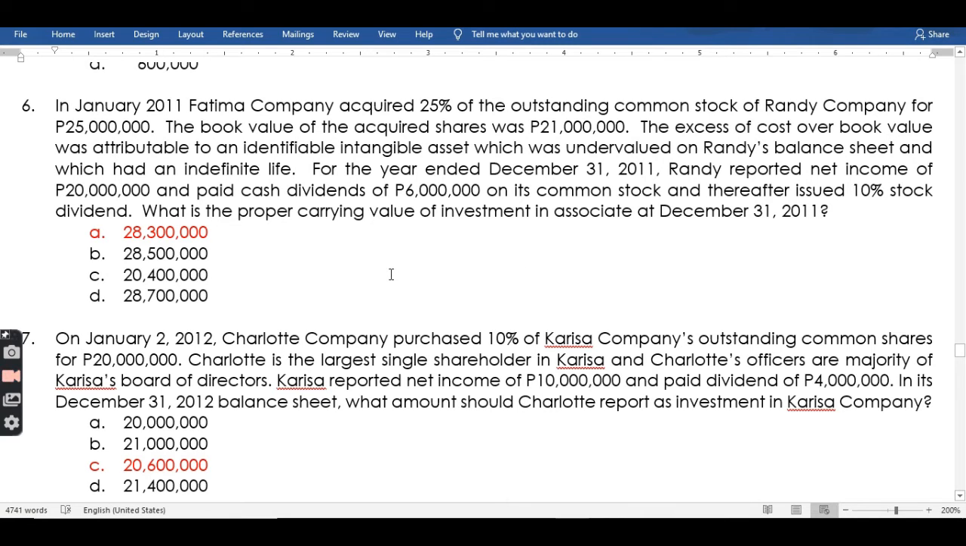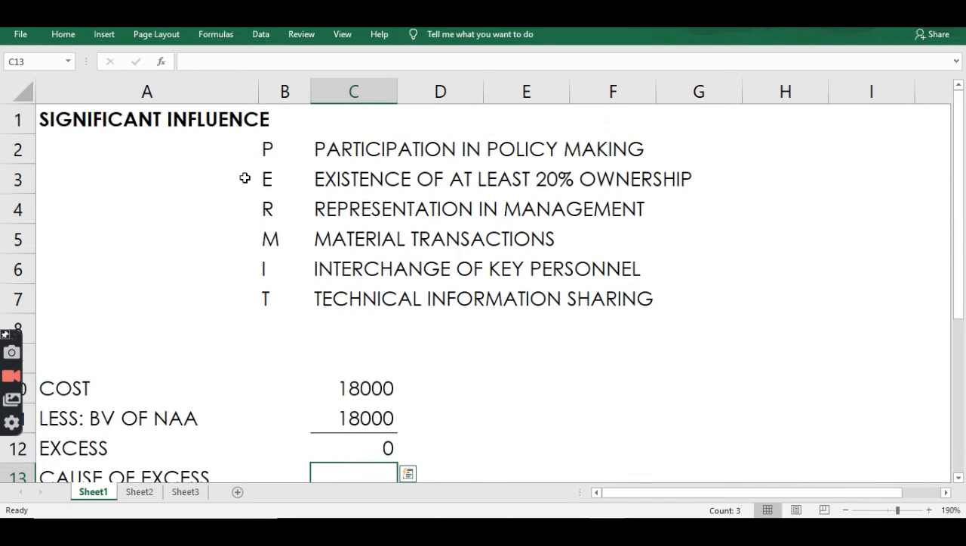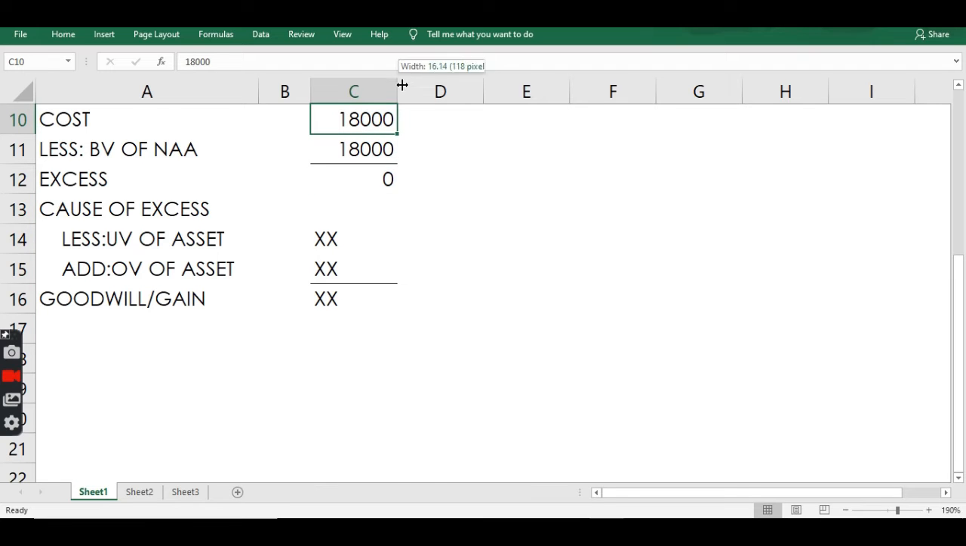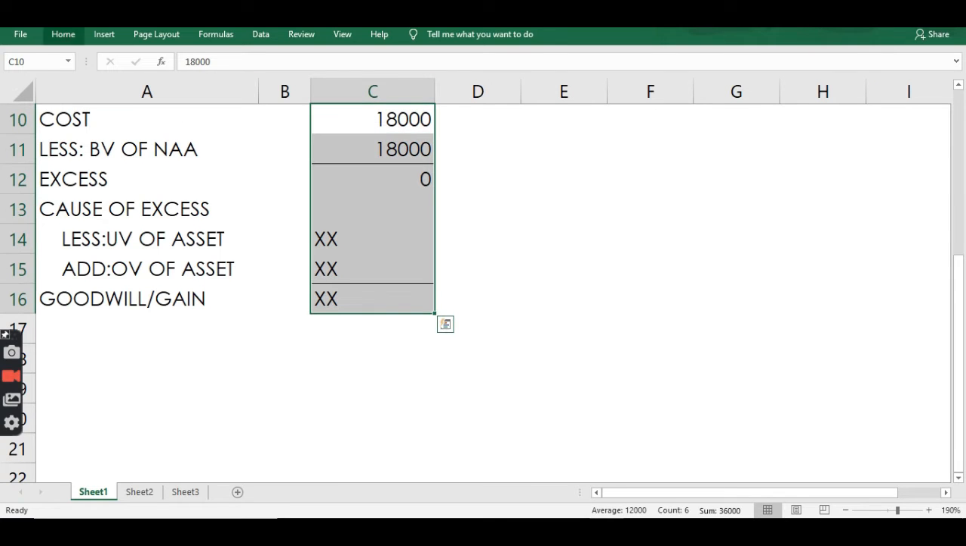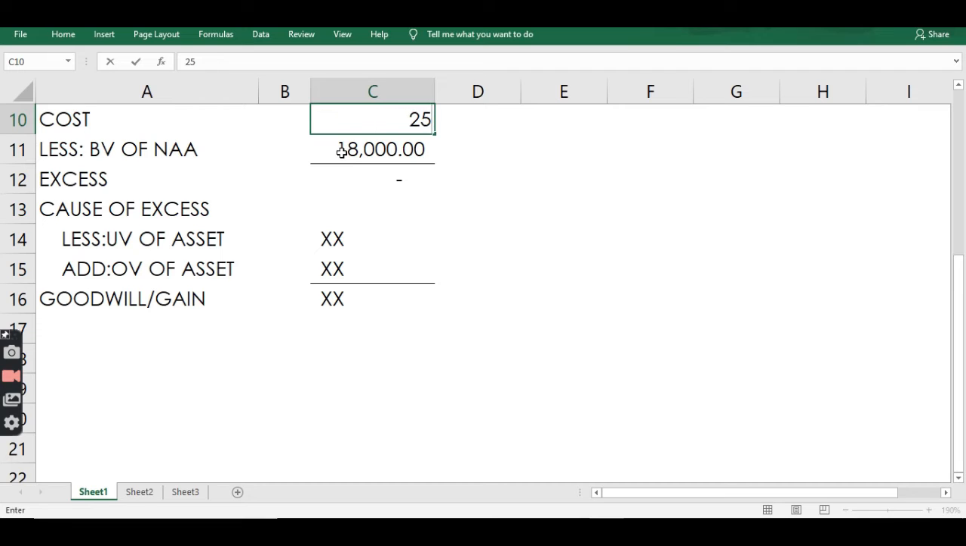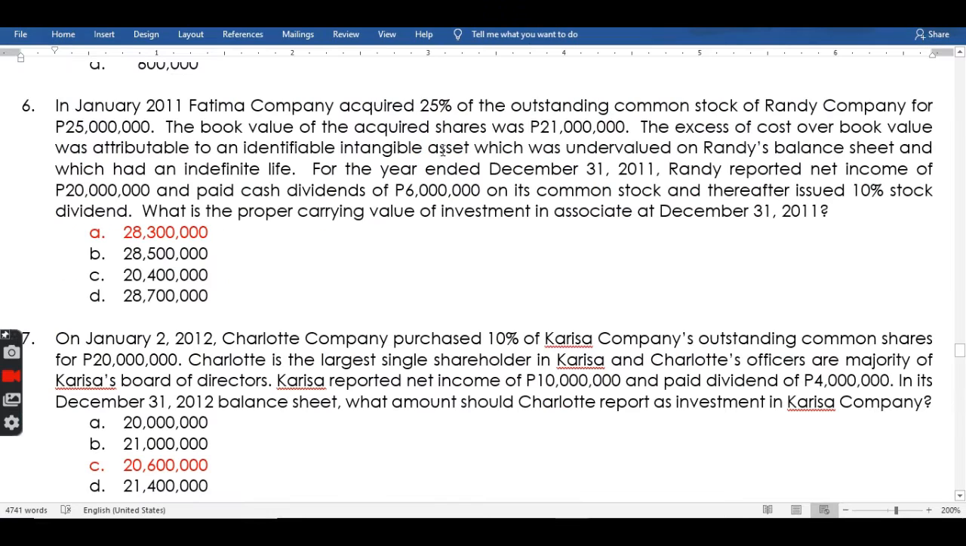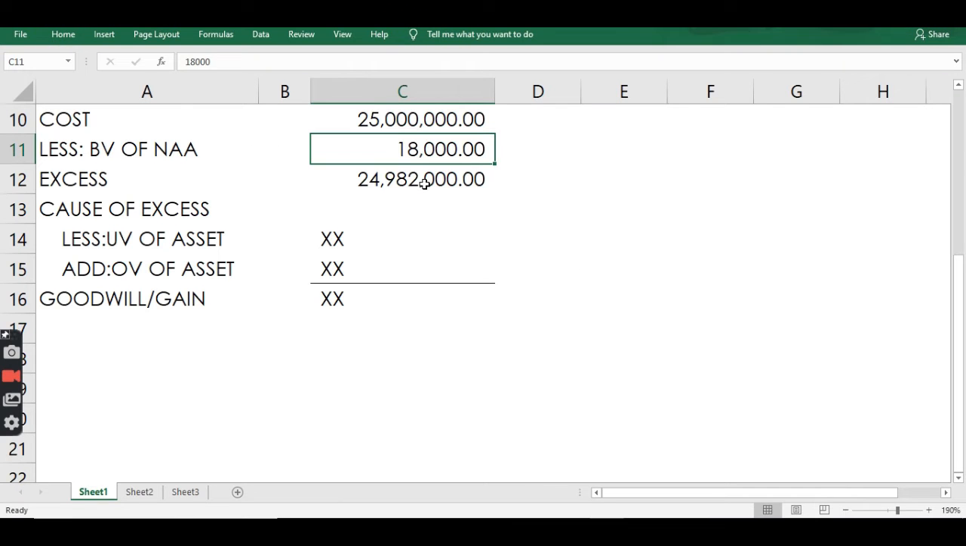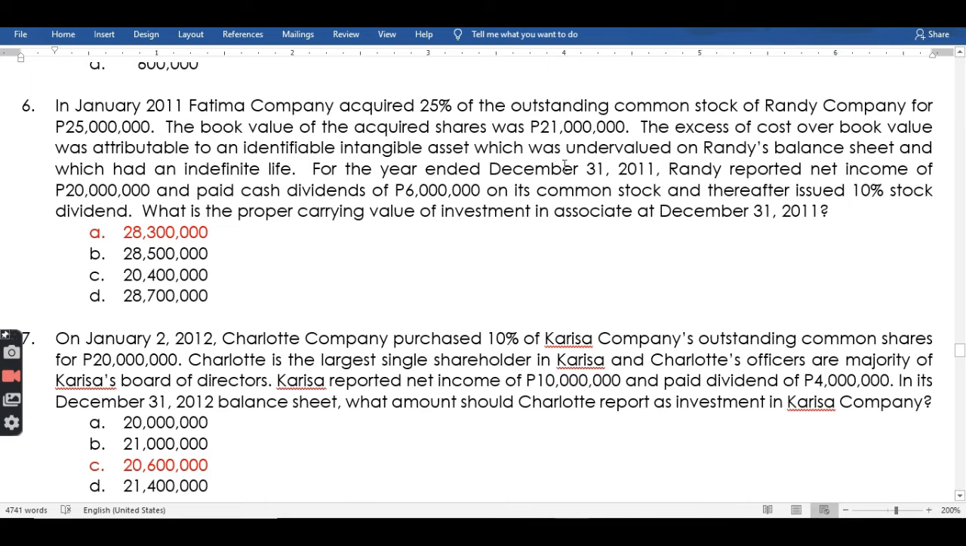Okay? So basically, ang una natin gagawin, i-recognize muna natin yung nangyari dun sa ating investment. Ang sinabi, binili yung 25% for 25 million. So, this is going to be 25 million. Okay? Magkano daw yung book value of net assets acquired? Ang book value ay 21. So, this is going to be 21 million. So, may excess pa tayong 4 million. Ano daw yung excess? Yung excess daw ay galing sa undervalued asset na indefinite ang life.